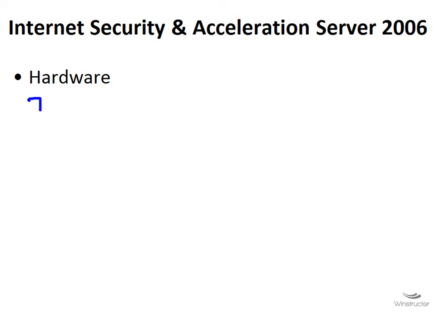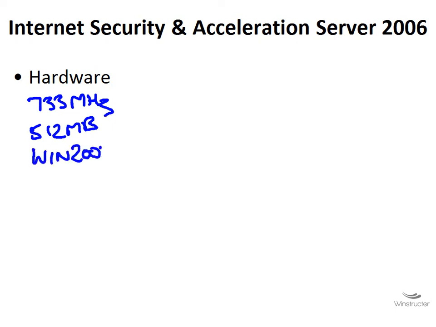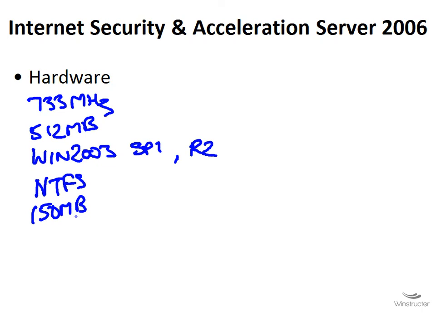Now the minimum requirements, the hardware requirements for ISA Server 2006, they're really not that high. At minimum, you're going to need a 733 MHz CPU. You'll need 512 megabytes of RAM, and you'll need Windows 2003 with Service Pack 1, or you'll want Windows 2003 R2. Now you're also going to need your hard disk formatted with NTFS. You'll need around 150 megabytes of free hard disk space, and if you plan on using the caching features of ISA Server, then you're going to need more space for that as well.